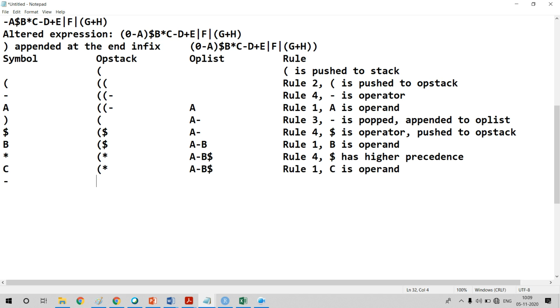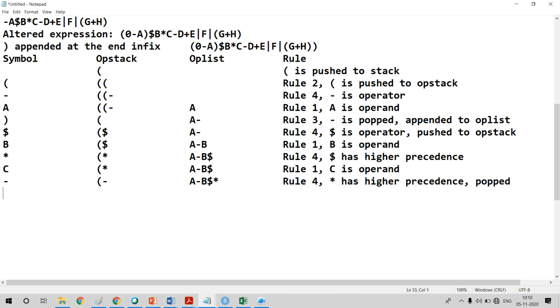The next symbol is minus, which is operator, must be added to the stack. While pushing, higher or equal precedence symbol must be removed. So star is of higher precedence, star must be removed. This is the result. This is because of rule number 4. Star has higher precedence, so it is removed. Removed and appended at the end of the stack.